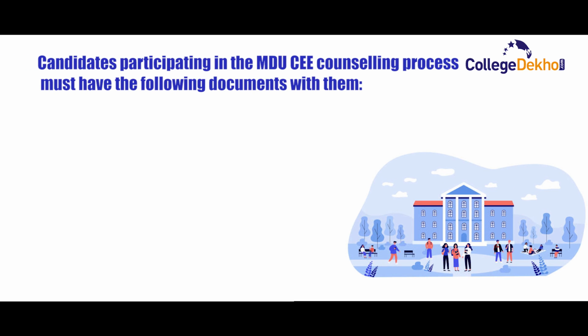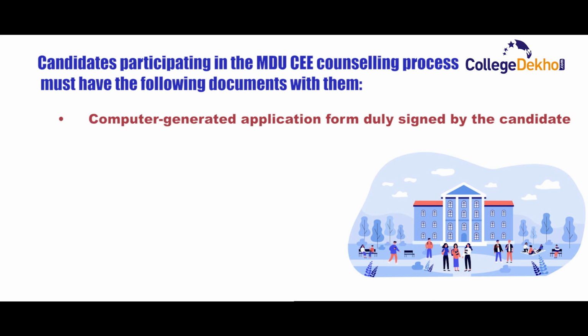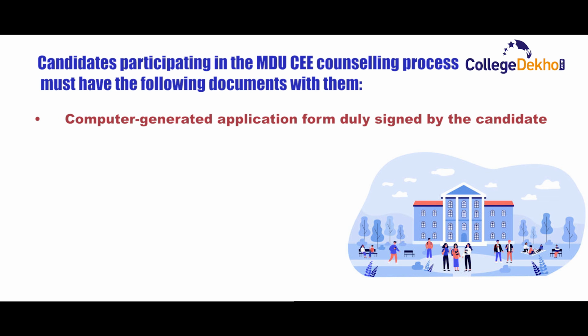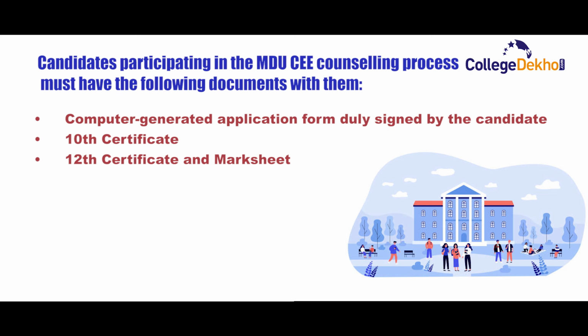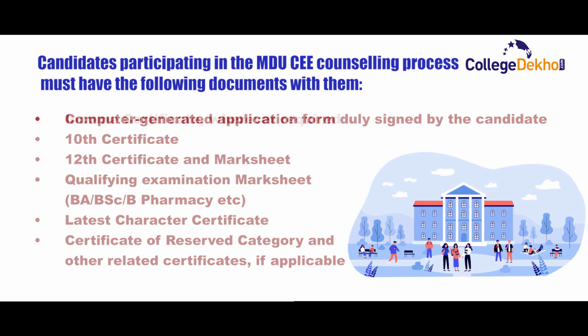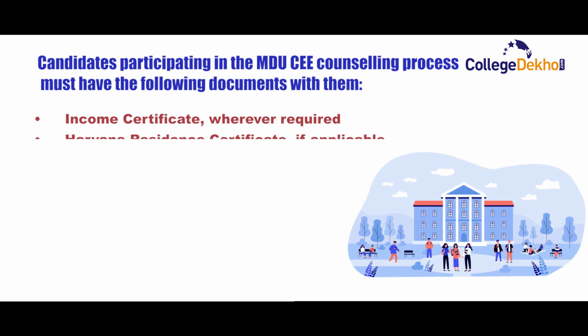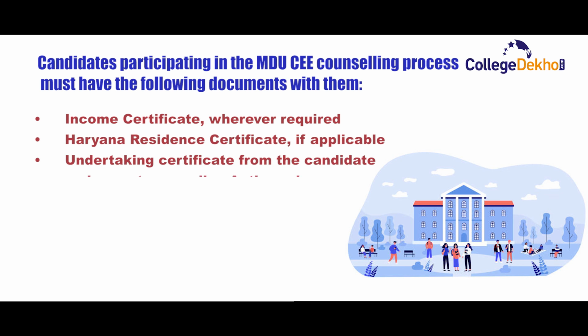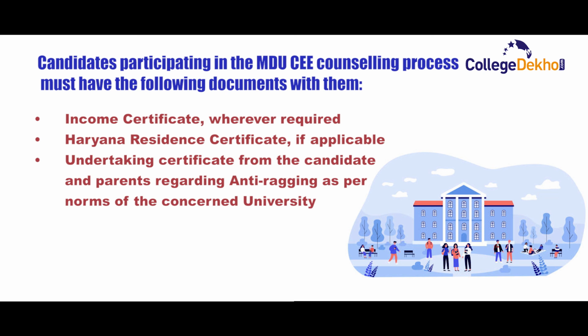Candidates participating in the counseling process must have the following documents with them in hand. First, computer-generated application form duly signed by the candidate, 10th class certificate, 12th class certificate and mark sheet, qualifying examination mark sheet, latest character certificate, certificate of reserved category, income certificate, Haryana residence certificate if applicable, undertaking or certificate from the candidate and parents regarding anti-ragging as per norms of the concerned university, and certificate of gap year if any.